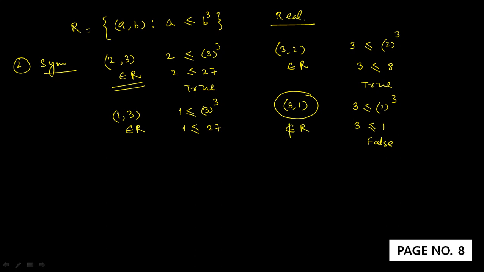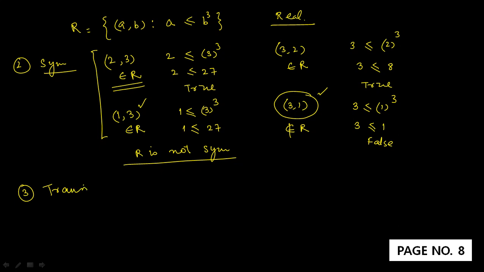Now the relation should be true for all pair of values, but for the pair 1, 3 there is absence of 3, 1. It means the relation is not symmetric. This one is the second condition. Now what about the third condition? Third is transitive.